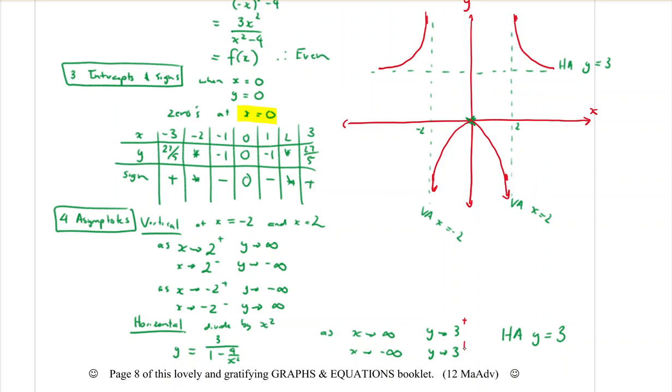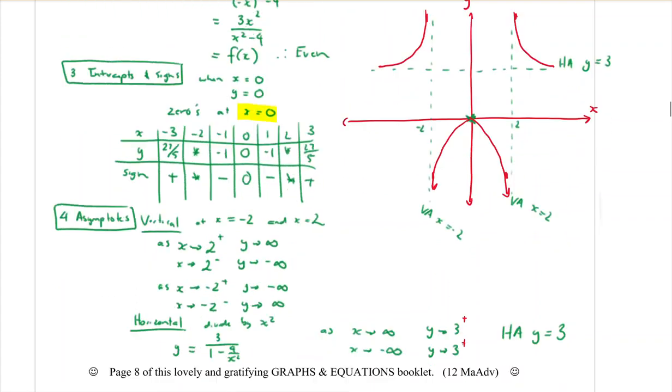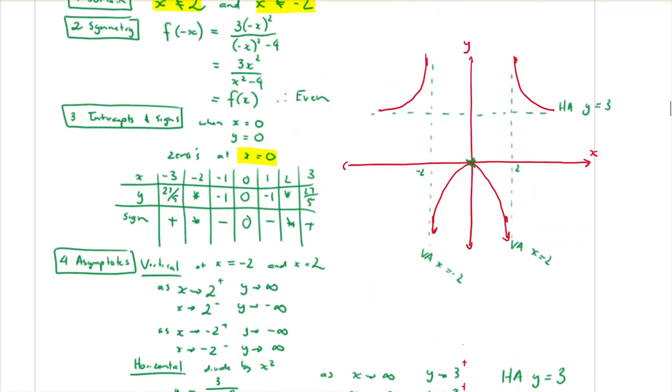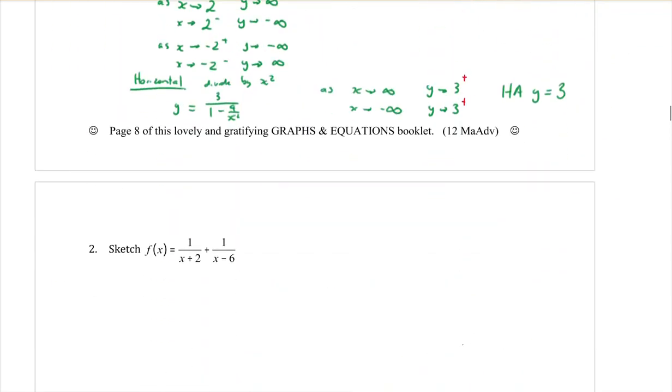Okay? So both of those ones are approaching the 3 on the positive side. It's the only place they can really go. All right, next one. You can always check things with Desmos, but you do have to be able to sketch them without.